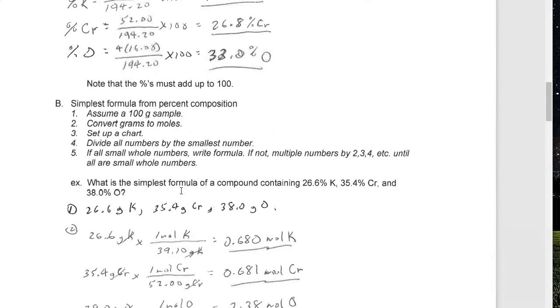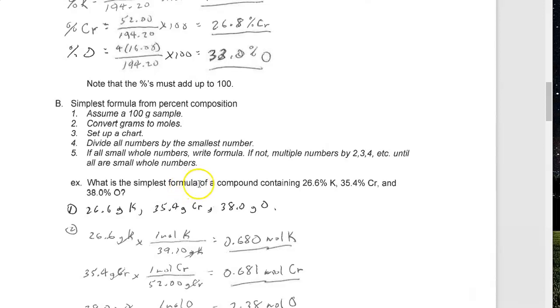Okay. I do that just to keep from getting confused. Not super necessary, but it certainly makes things a little easier. All right. And then what you're going to do is divide all those numbers by the smallest number in the chart. All right. When you do that, one of 2 things will happen. Either everything will come out as magically small whole numbers, in which case you're done. Write the formula. If you're not so lucky, then you're going to multiply everything by 2, and then by 3, and then by 4 until you get all small whole numbers. And then you write your formula. All right. So let's take a look at that in action.